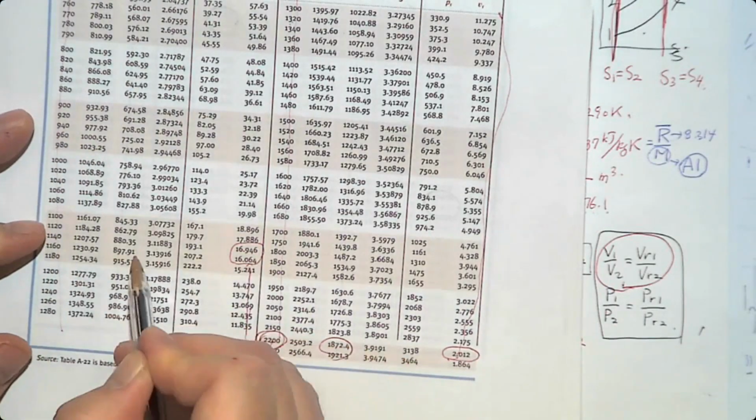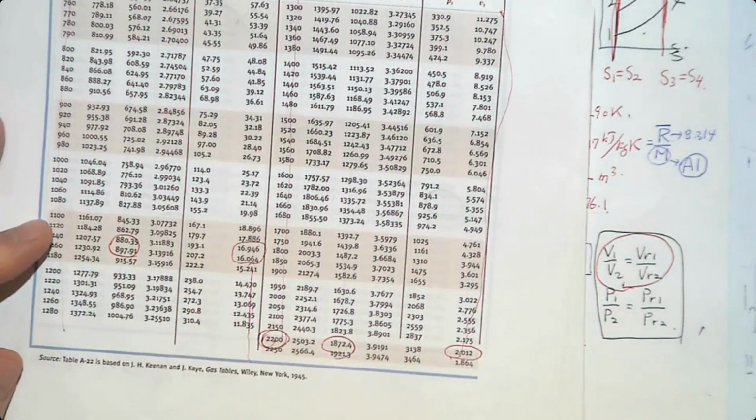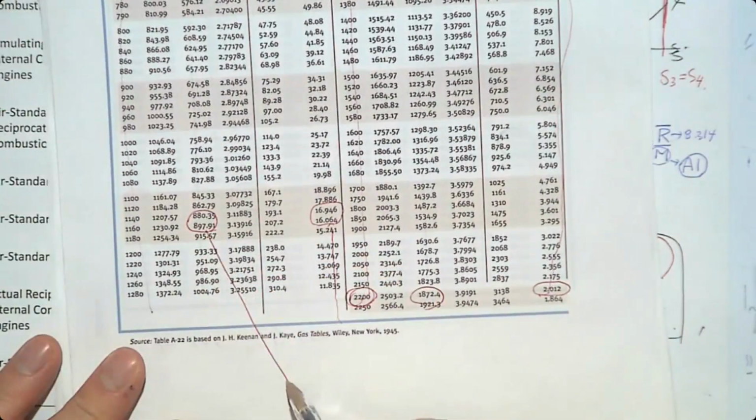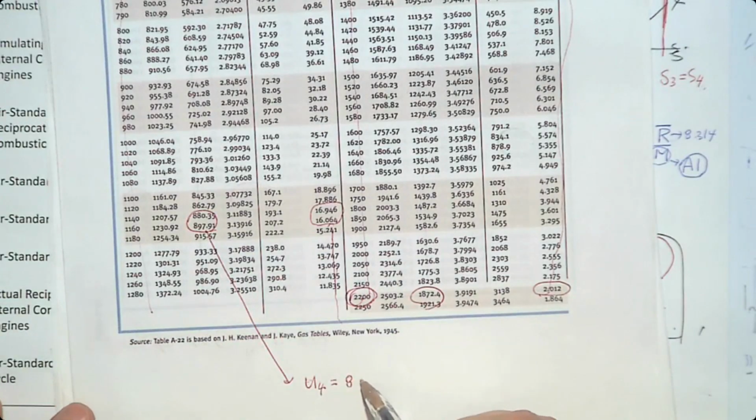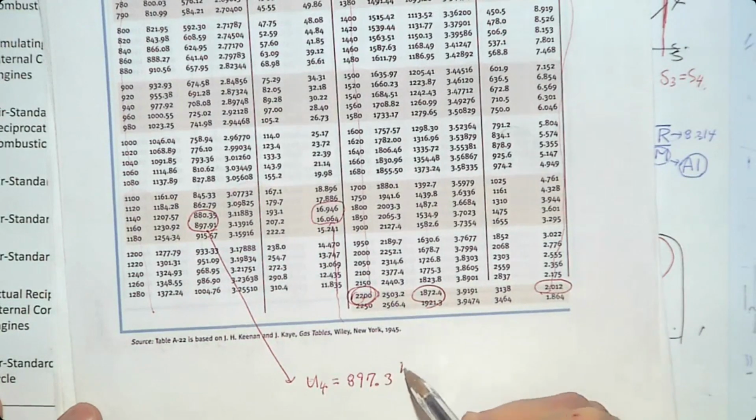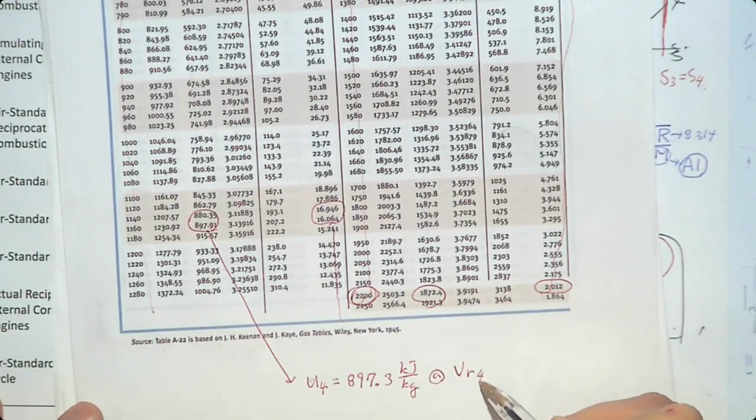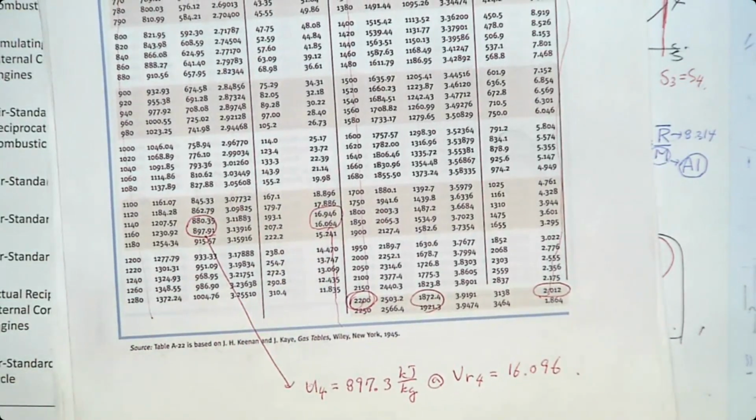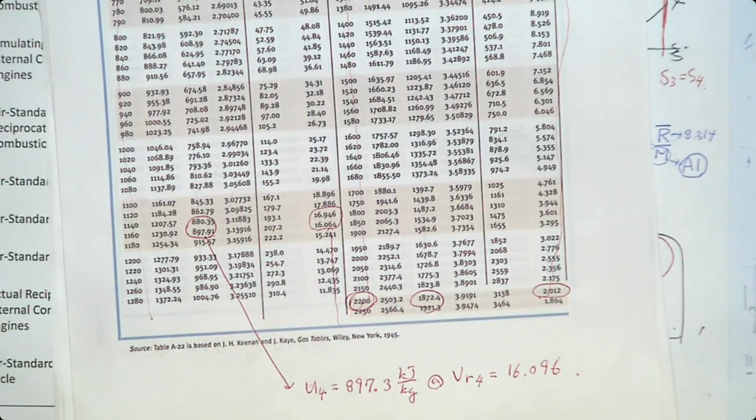So can you find U? Yes, between these two numbers. So what do you want to do? Another linear interpolation. So U4 is going to be 897.3 kilojoule per kilogram at VR4 is 16.096. That's how you determine U4. Once you got U1, U2, U3, U4, you're ready to solve the problem.